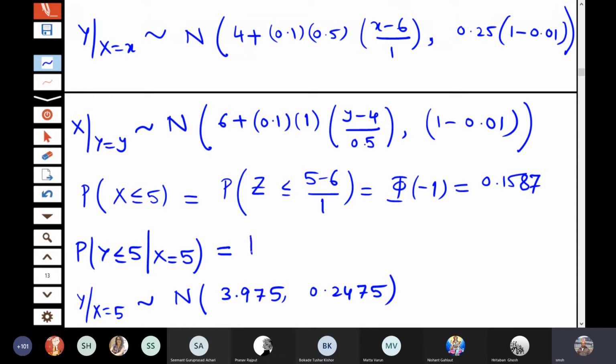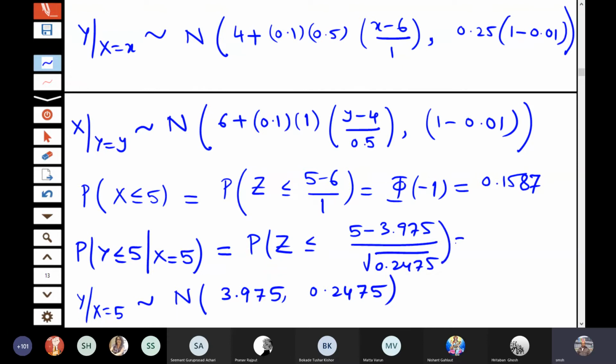So this probability becomes z less than or equal to (5 minus 3.975) divided by square root of 0.2475. Of course, you can easily check what it is, 0.206, and from the tables of the normal distribution, it is approximately 0.98.